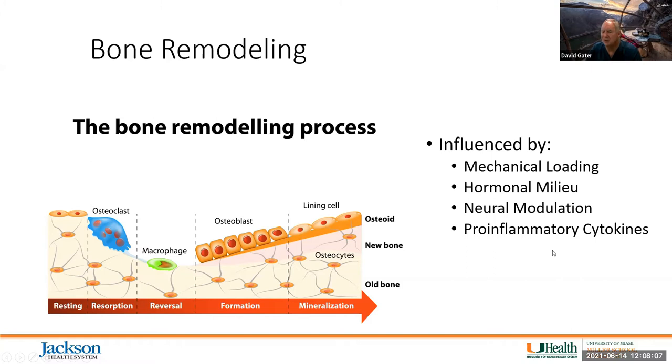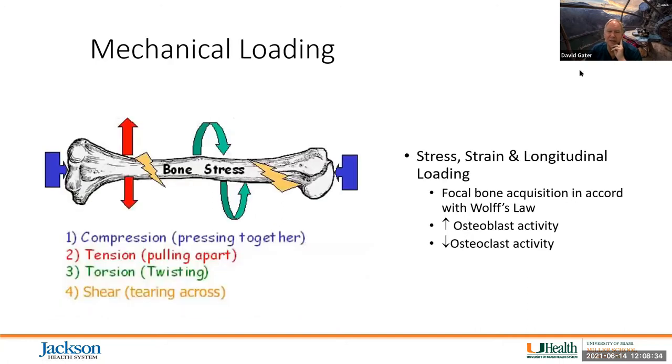And then pro-inflammatory cytokines, such as we see with obesity. Obesity, remember, you have the release of pro-inflammatory cytokines from the adipose tissue that actually stimulate osteoclastic activity. And so all of these things can influence bone remodeling, and all of these things are significantly and I'll say profoundly affected after a spinal cord injury.